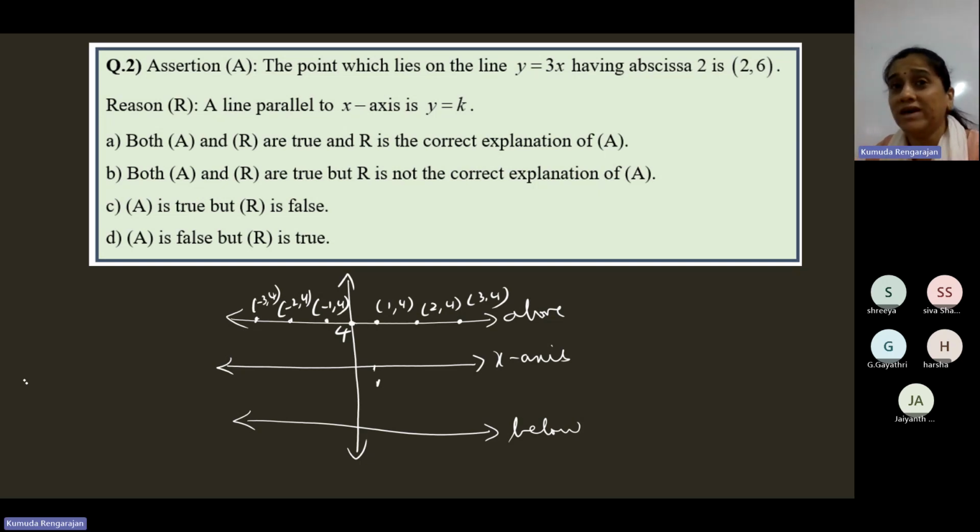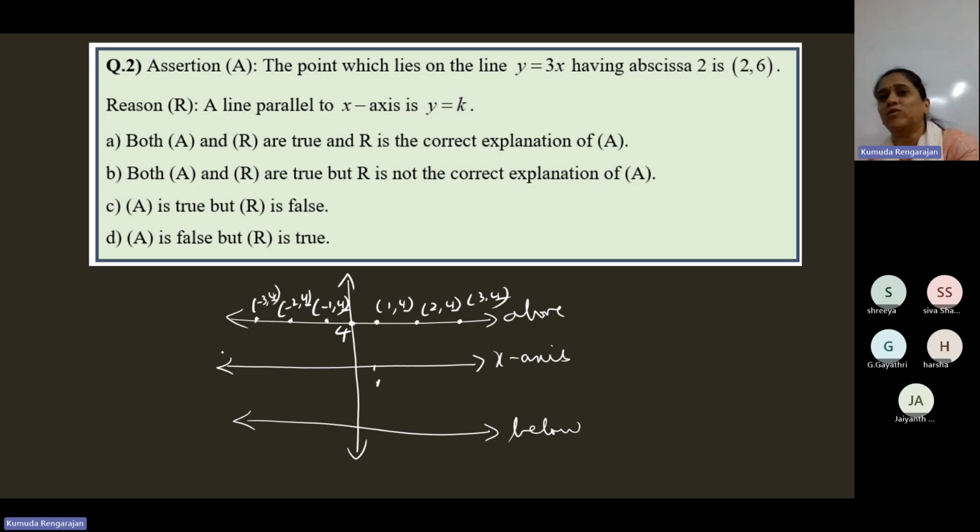Listen to me carefully. y is equal to 4 is the equation of a line parallel to the x-axis at a distance of 4 units above it. Why is it y is equal to 4? Because the y-coordinate is 4 everywhere. So y is equal to 4.